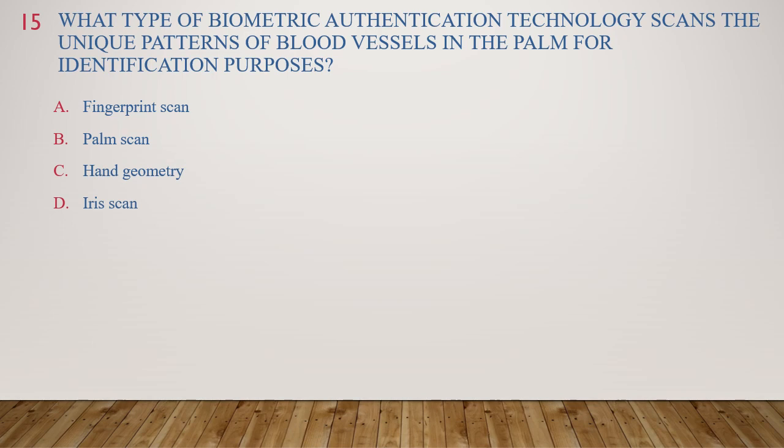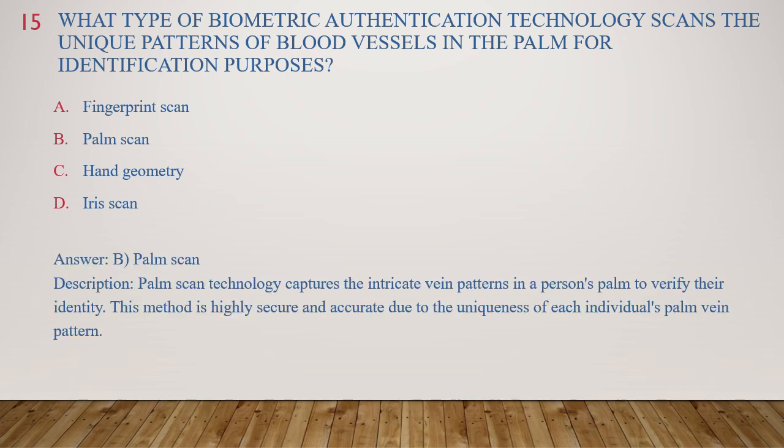identification purposes? A. Fingerprint scan. B. Palm scan. C. Hand geometry. D. Iris scan. The correct answer is B. Palm scan. However, it's important to clarify that palm scans specifically for blood vessel patterns are more accurately called palm vein recognition technology. Here's why the other options are incorrect.